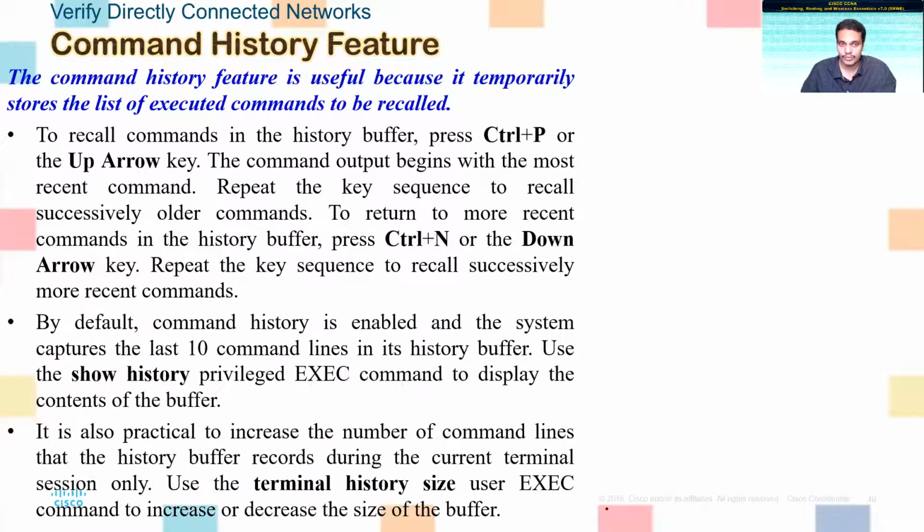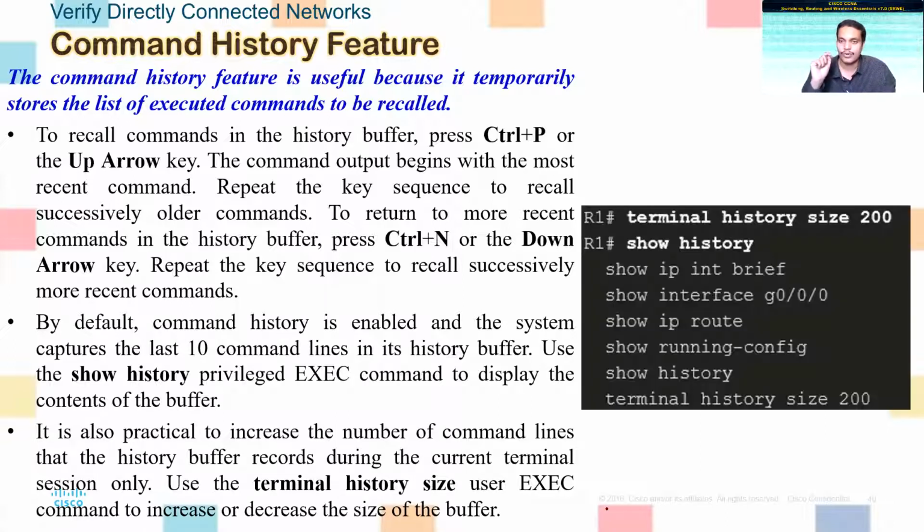Command history is enabled by default. The system captures the last 10 command lines, but it also allows you to increase this. If you use terminal history size 200, the show history command will show you the last 200 entered commands. So this is what you see: terminal history size 200 and show history. We can use these two commands to set it up.